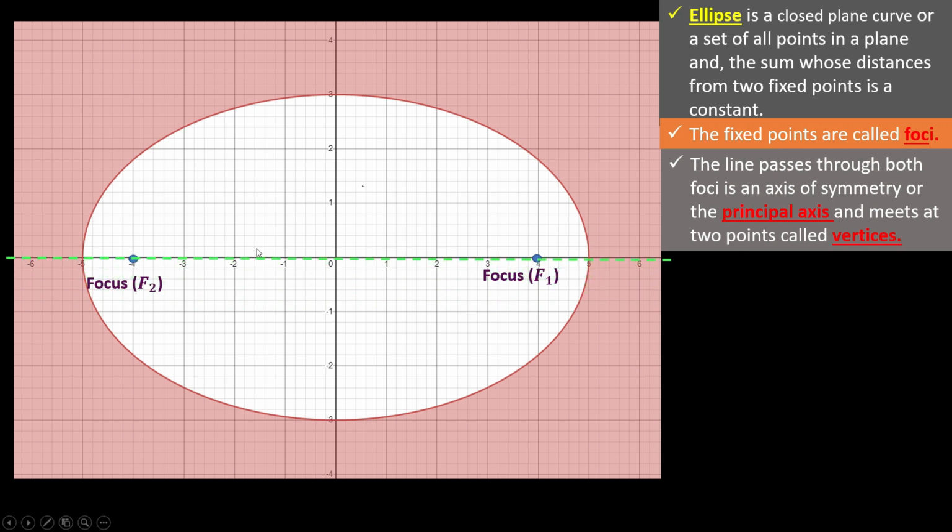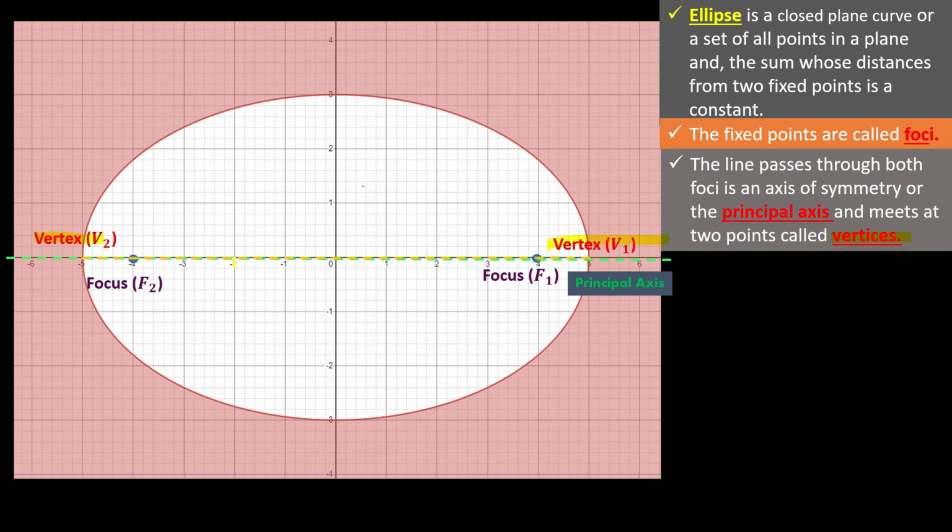Okay, so ito yung ating principal axis. So this is the line that passes through both the foci natin. So ang tawag din natin minsan dito ay axis of symmetry. So ito yung line na nagko-connect dun sa ating dalawang focus, and also it meets the 2 points called vertices. Pag sinabi naman nating vertices, we are referring with the 2 vertex ng ating ellipse. So vertices is the plural form of vertex.